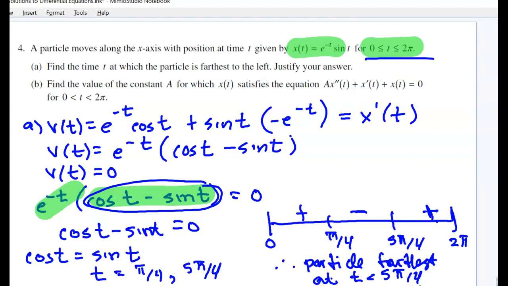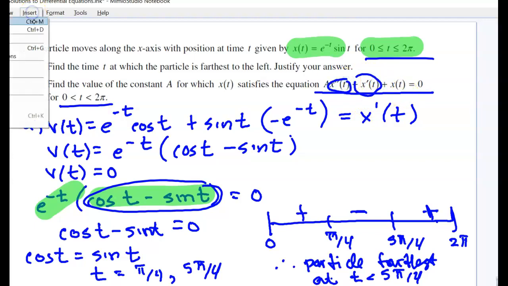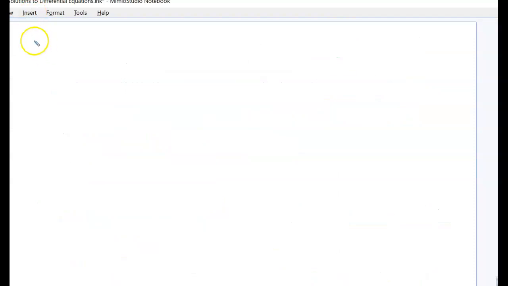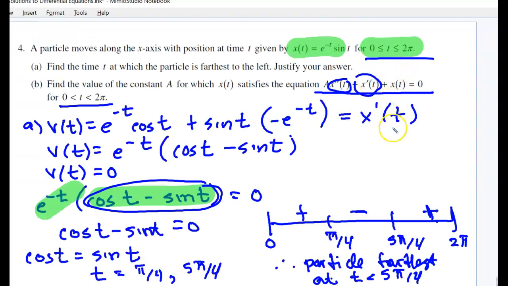All right, part B now wants us to find the value of a such that x of t is a solution to this differential equation, again over the interval 0 to 2 pi. So notice I have x prime of t in here, x of t, and I need x double prime of t. So the first thing I'm going to do is find the second derivative. Again, remember our velocity was the first derivative, x prime of t. So here's my first derivative right here.